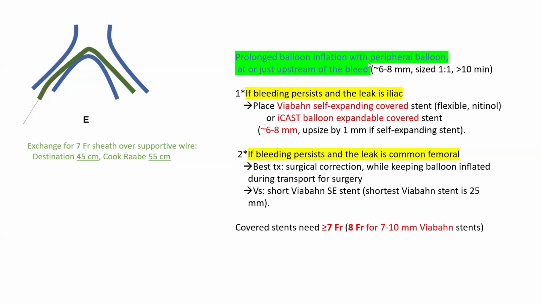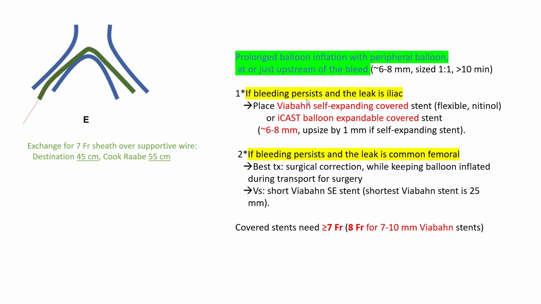What do you do after advancing the sheath? It depends on the level of extravasation, iliac versus common femoral artery. But regardless, the immediate next step when you see an extravasation is to perform a prolonged balloon inflation with a peripheral balloon at or just upstream of the extravasation. The balloon is sized 1:1 to the artery, typically around 7 to 8 millimeters, for at least 10 minutes, possibly 20 to 30 minutes if the limb tolerates.